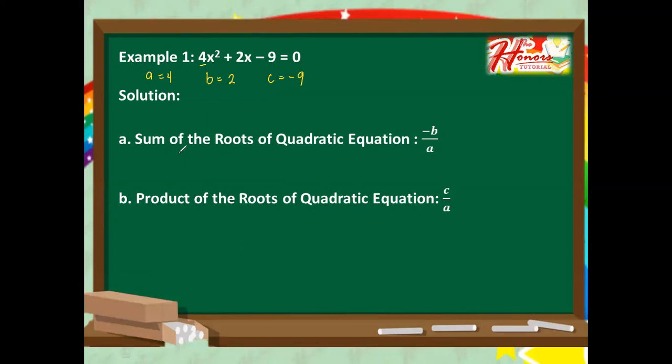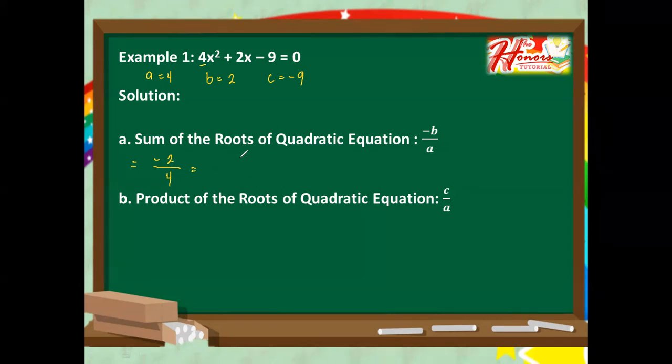And then we have to substitute the value of B and A here in our formula. The value of B is 2, so kindly have this negative sign and then have 2 because 2 is the value of B and over 4 because 4 is the value of A. And then kindly simplify your answer.